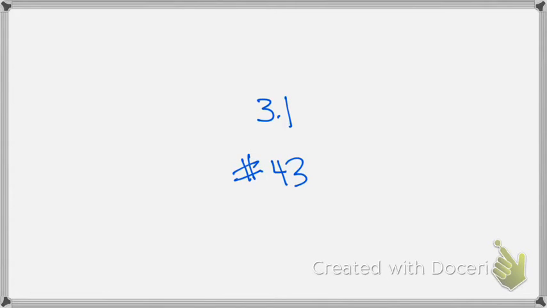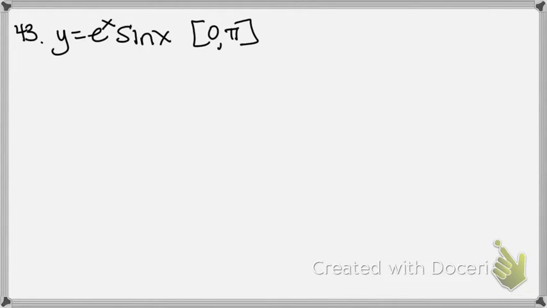Okay, number 43. So we have a closed interval, we have an X and a Y, T-chart, put my endpoints in it. Now get my critical points. This is a product rule.